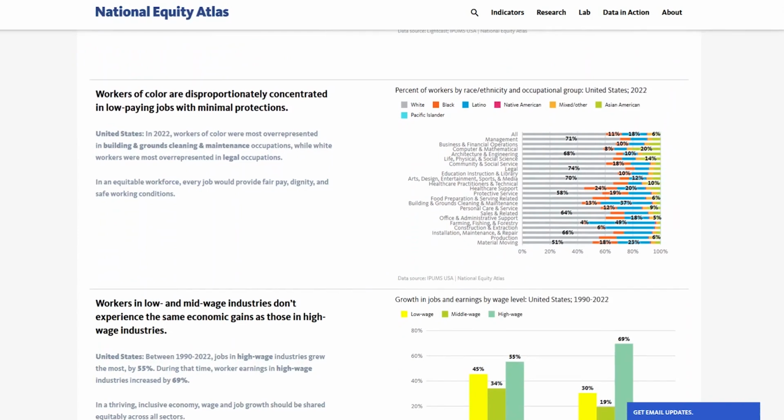The next indicator looks at how workers are concentrated into different occupations. In the United States, white workers are more likely to be in higher-paying jobs such as legal, engineering, and management, while workers of color are overrepresented in jobs such as building and grounds cleaning and maintenance. In an equitable economy, all of these jobs would provide good pay and benefits as well as safe working conditions. But as it stands, many of the jobs held by workers of color lack these basic protections and supports.